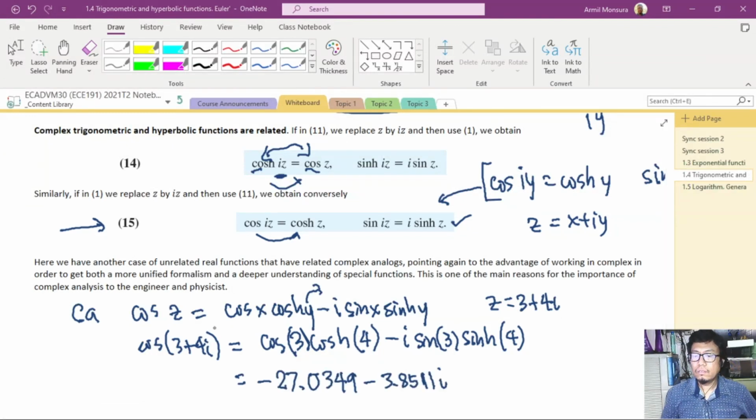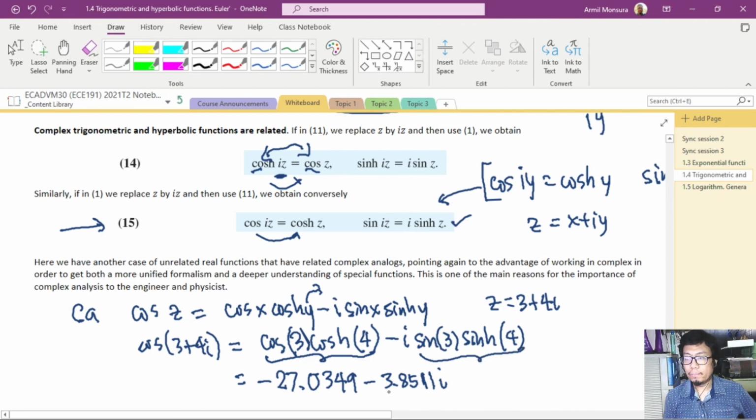Okay? So after calculating these expressions on my calculator, I found that this first term, this product, is equal to negative 27.0349, reporting the results to 4 decimal places. Okay, and then this product is equal to 3.8511, and then we multiply it by i. Okay, so you should verify this with your own calculations. Okay, so that is your cosine of 3 plus 4i.